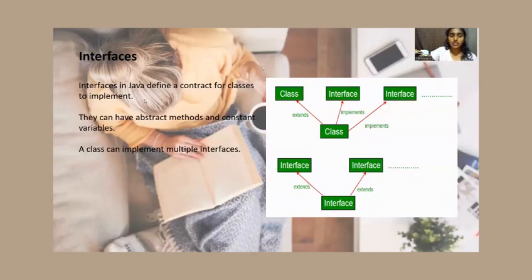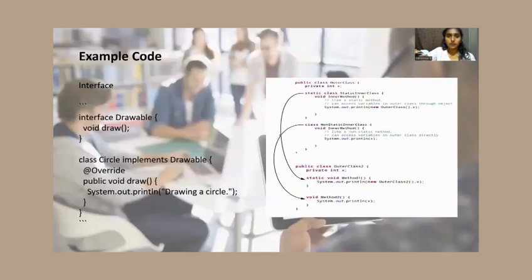Interfaces. Interfaces in Java define a contract for classes to implement. They can have abstract methods and constant variables. A class can implement multiple interfaces. And this is a pictorial representation. And this is the programming example for interface.